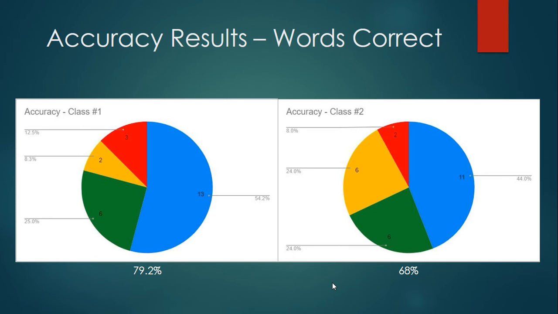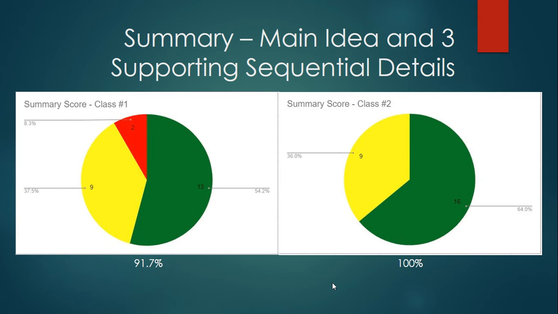But could be revisited if something else were not an area. So then I looked at my summary scores. Summary is a little bit different because, as you can see, there's no blue. It is not possible for you to have above level when it comes to a summary because there's only a 4, 3, 2, 1 possibility.